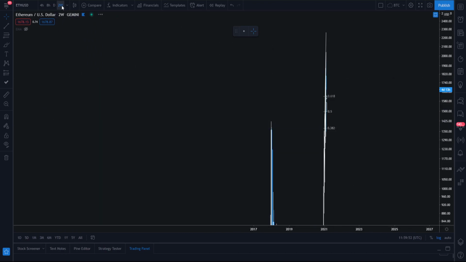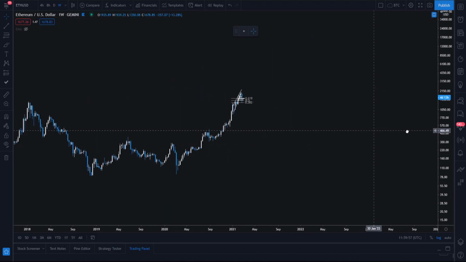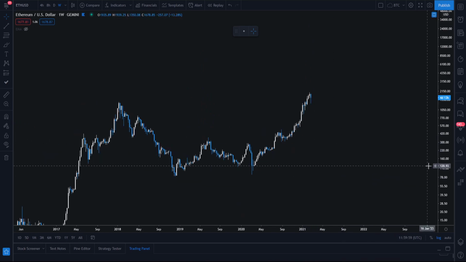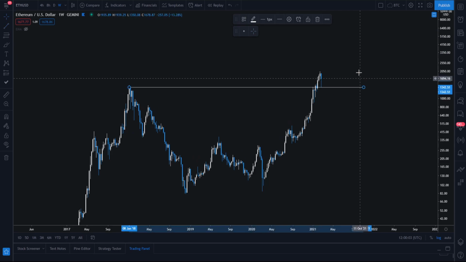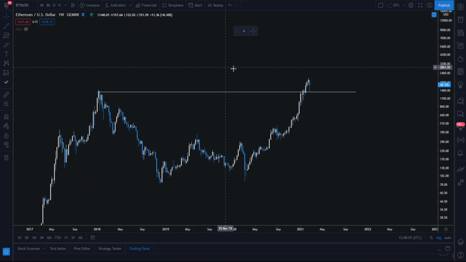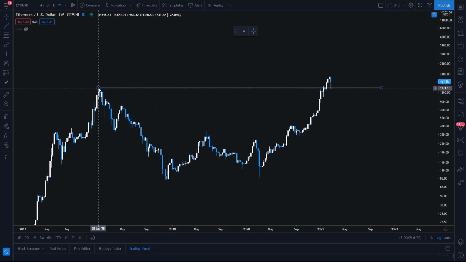Let's take a look at the weekly chart also. Let's clear. Yeah, so this looks actually really good. So you can see that we have this previous all-time high at 1,370, and price pretty much perfectly retested it.